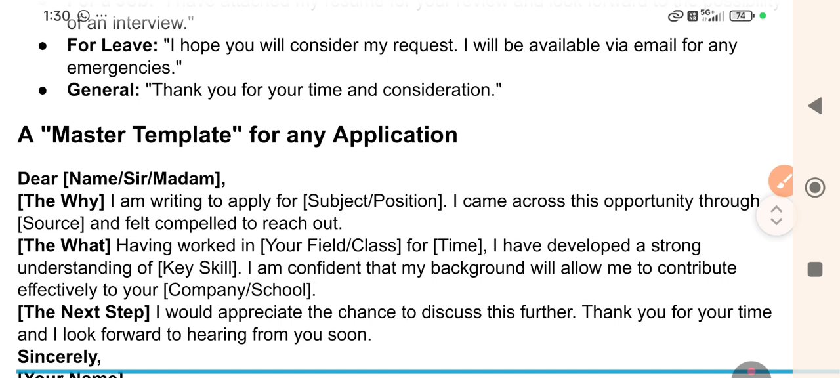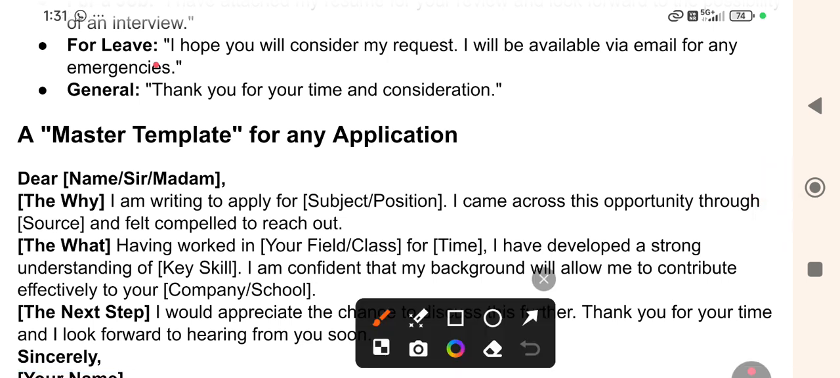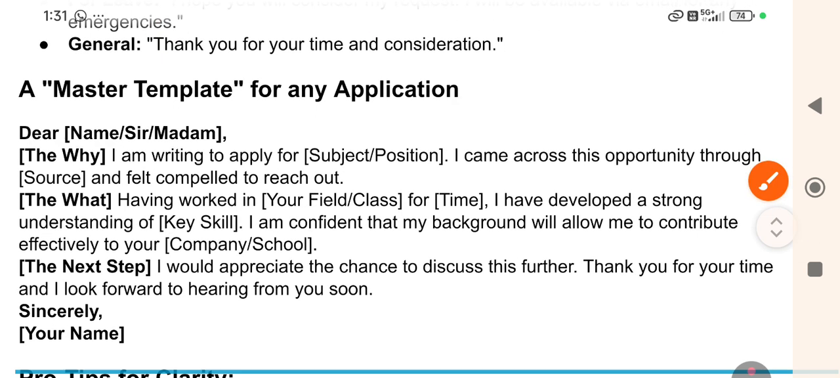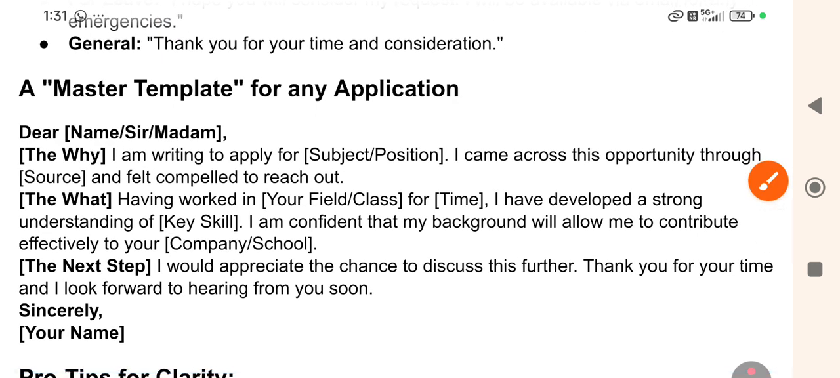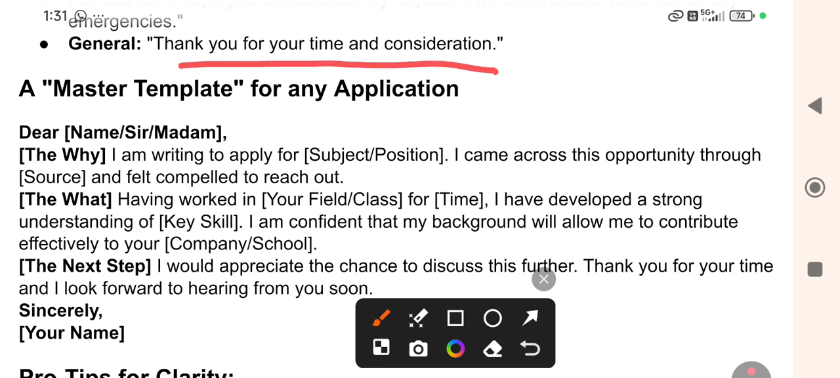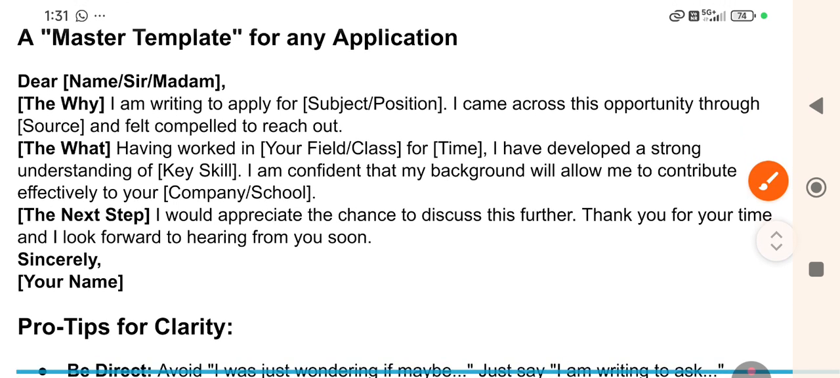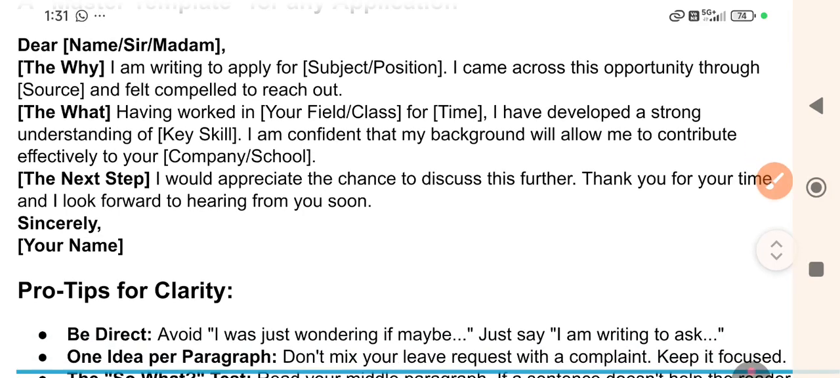If you are writing a leave application, then at last you can conclude your leave application with this line: I hope you will consider my request. I will be available via email for any emergency, or nowadays I will be available on phone for any emergencies. Then, generally last, thank you for your time and consideration. That can be added in any kind of letter. A master template for any application.